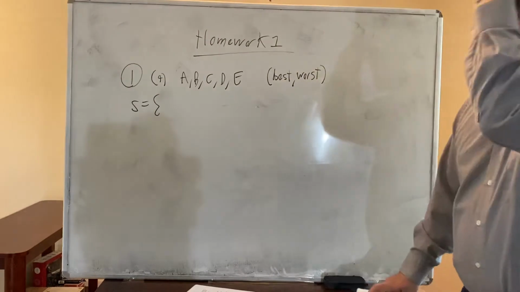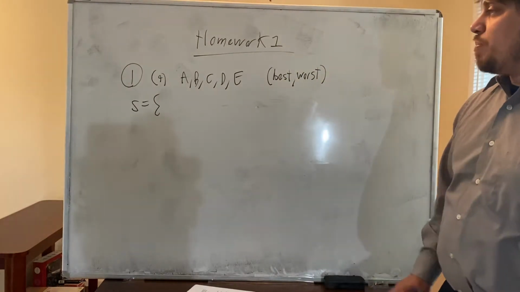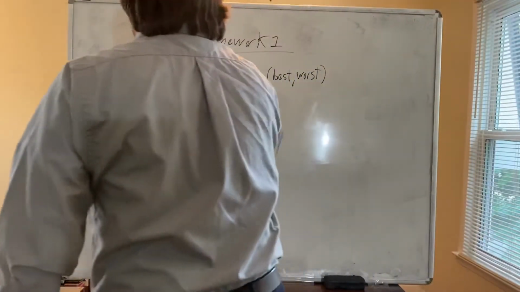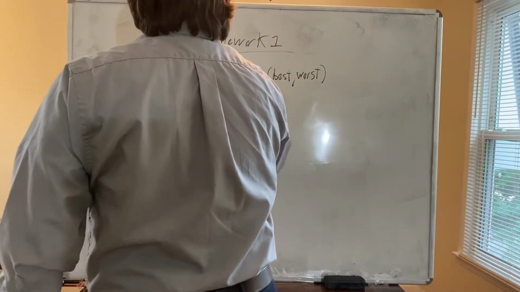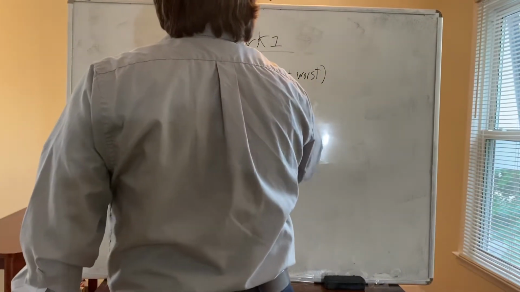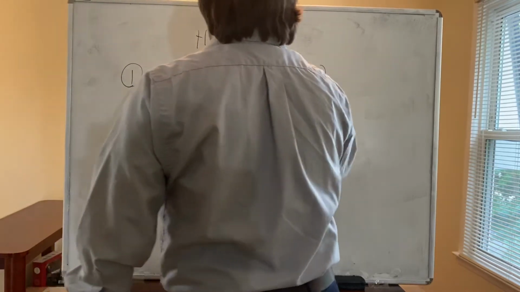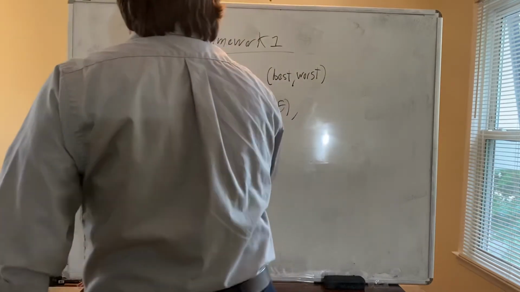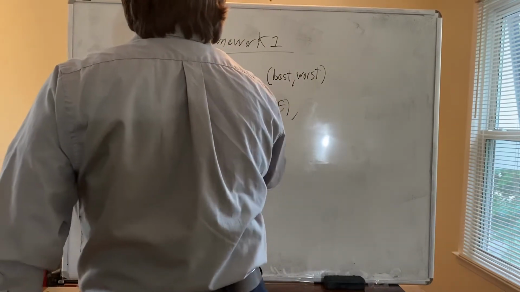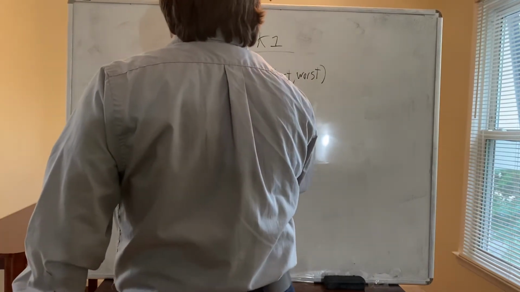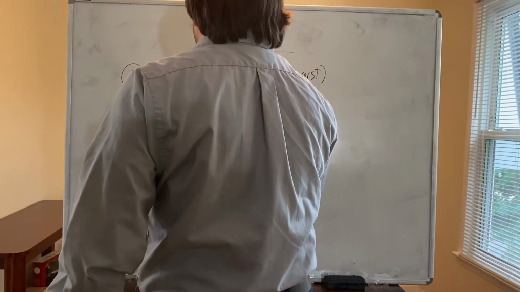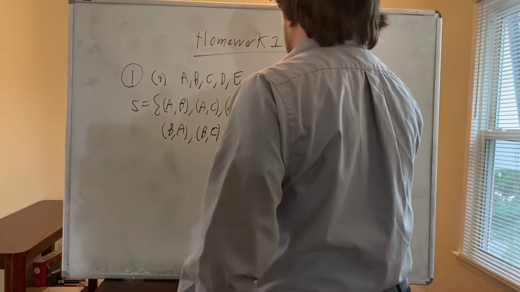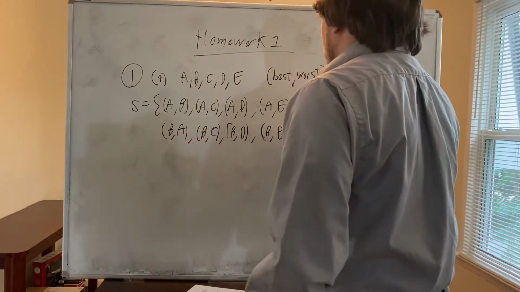the sample space can just be the set of ordered pairs where I put one letter in the first coordinate for the best and one letter for the worst. So let's say the best one was A and the worst one was B. Or the best one was A and the worst one was C. A and D. A and E. Or the best one was B, the worst one was A. B and C. B and D. B and E. Now we just keep going.